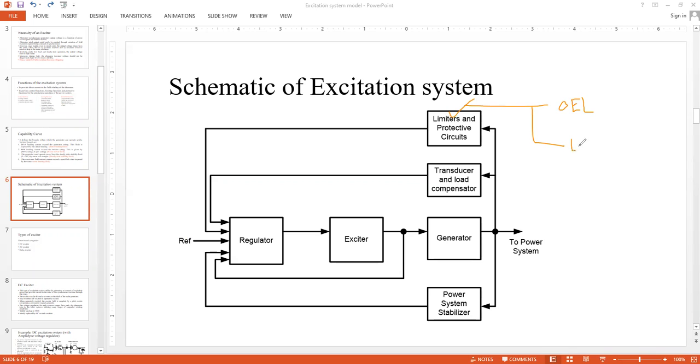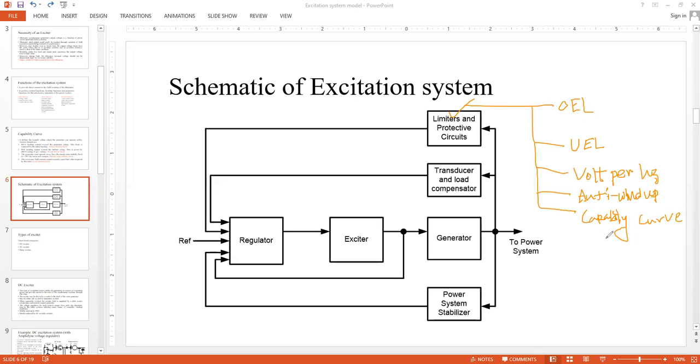There is the UEL, the underexcitation limiter. There is the volt per hertz operation limiter. There are also other limiters like wind-up and anti-wind-up limiters and so on. Besides that, we talked about the capability curve. So the capability curve is also there, and the limits associated with the capability curves are also there. There is the synchronous machine capability curve.